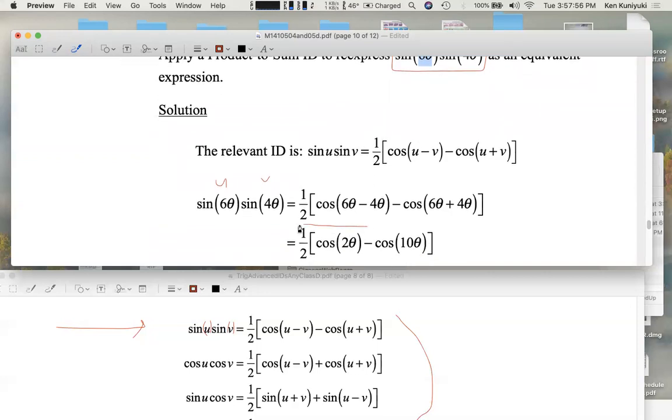And it turns out this would be an appropriate final answer. 1/2 the quantity, cosine of 2 theta minus cosine of 10 theta. And again, calculus has a fairly easy time differentiating or integrating this.